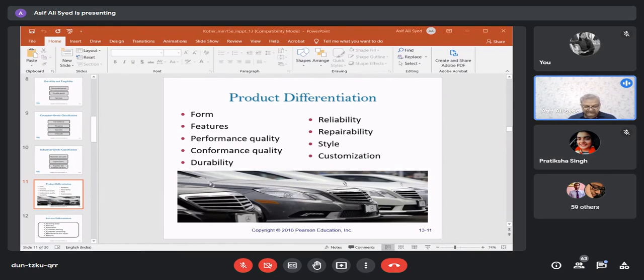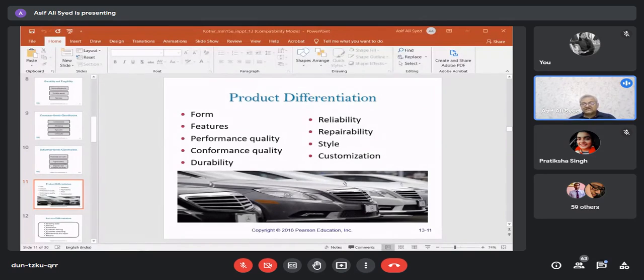Now, there are two aspects when it comes to style and design. This is a very important aspect. When we're talking about style and design, what is basically design? Design is the totality of features that affect how a product looks, feels, and functions to a customer.